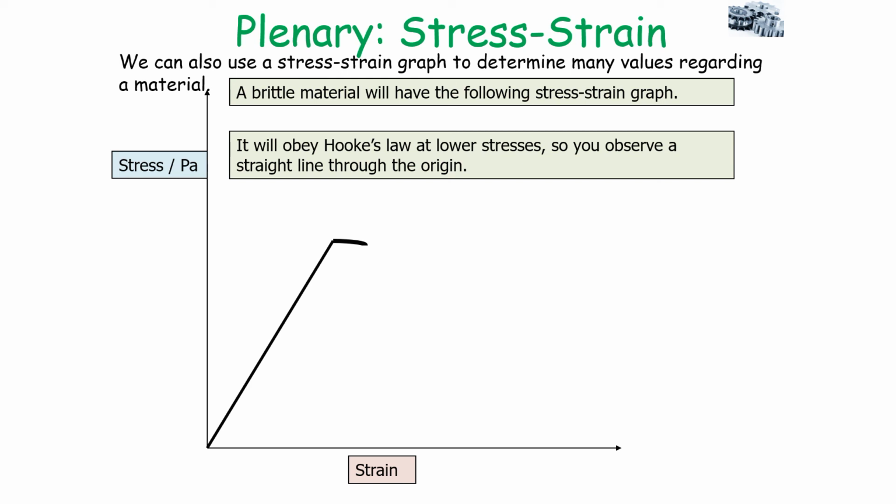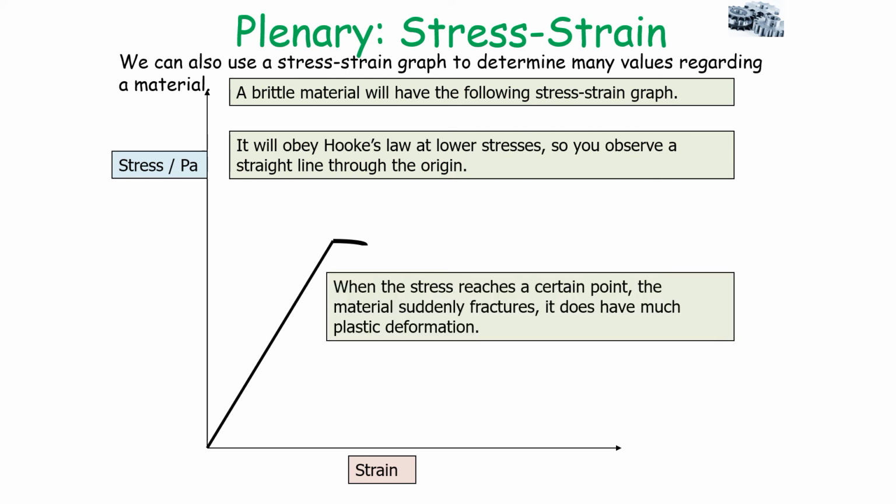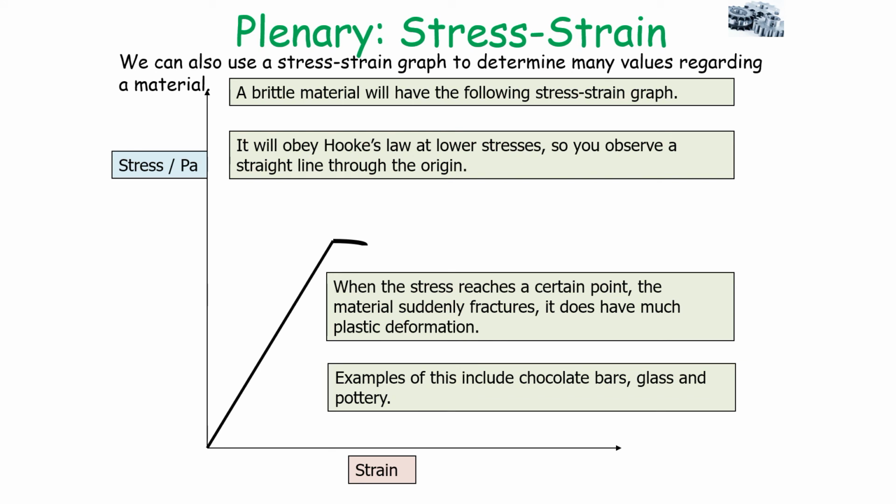Now a brittle material will have the following stress-strain graph. It'll still obey Hooke's law at lower stresses, so you observe a straight line through the origin, but when the stress reaches a certain point, the material suddenly fractures and it doesn't have much plastic deformation. Now examples of this include chocolate bars, glass and pottery.